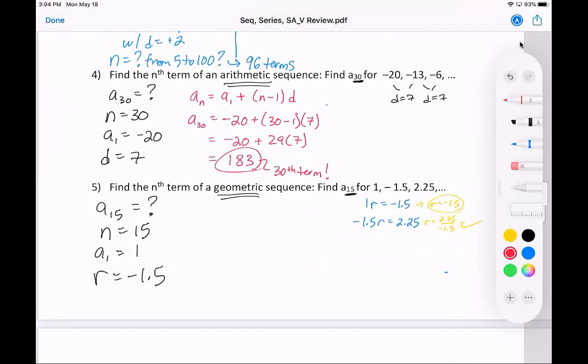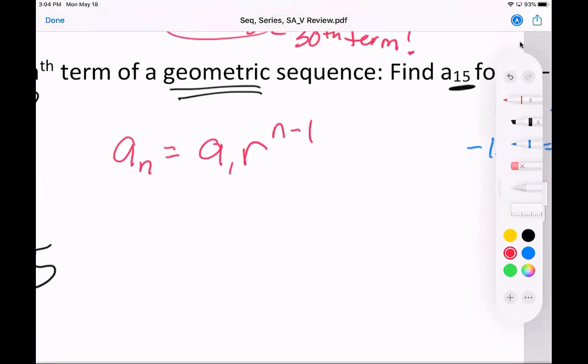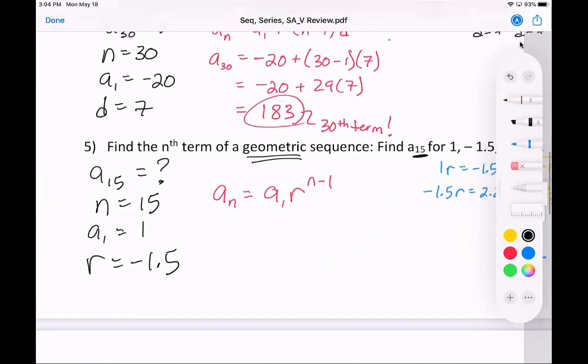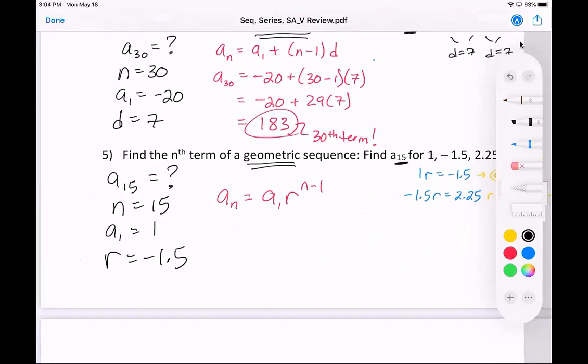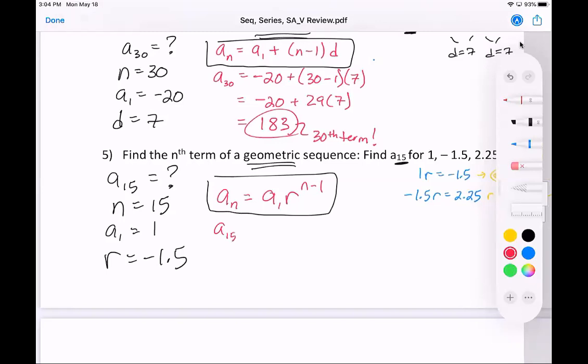The geometric sequence formula is a sub n equals a sub 1 times r raised to the n minus 1. So this formula is for arithmetic series. This formula is for geometric series. So plugging in the numbers, we want a sub 15, the 15th term. The first term is 1. The rate is negative 1.5. And n is 15 minus 1.